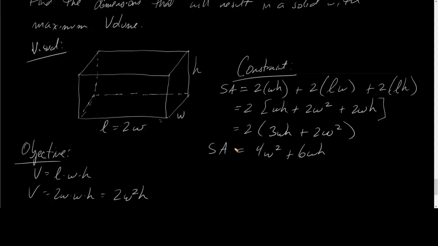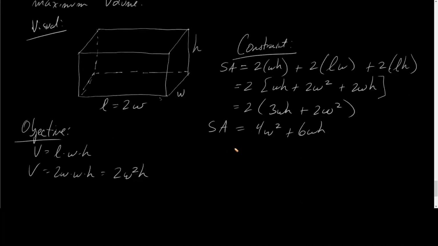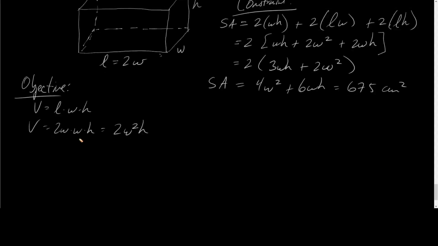But what do we know about the surface area? Well, we know that it has to be, what is it? 675. It has to be 675 square centimeters, right? And what I want to do here is I want my volume function to be in terms of just one variable. Right now I have it in terms of 2 variables, right? We want just one variable so that we can take the derivative.